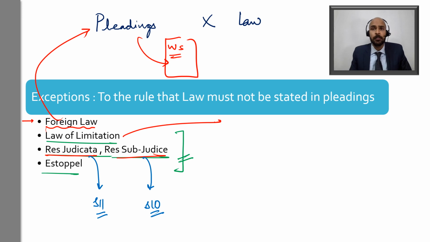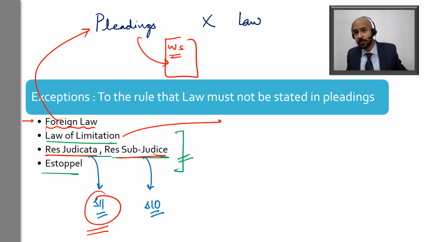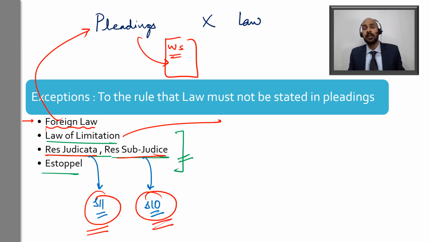These basically are bars. Res judicata is because a matter between the same parties has been previously decided by the court, and therefore you don't want to have this happening again. Res sub judice is where you have a similar matter between the parties that is presently being tried by another court. So again, these are things that can be stated in the pleadings because they allow for a bar on the progression of the civil process.